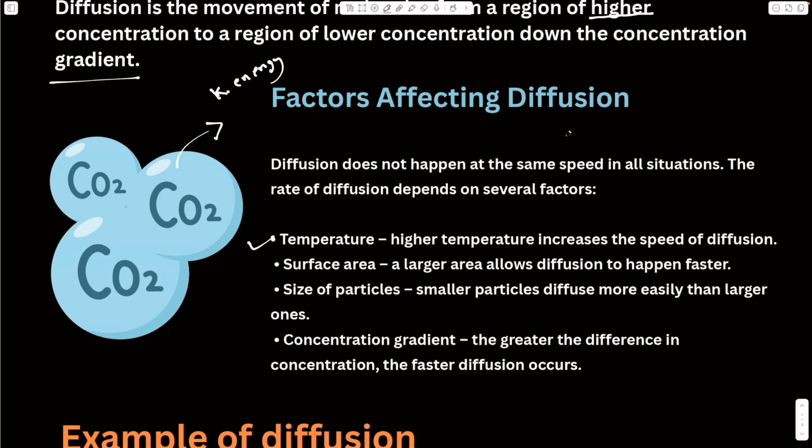Size of the particle. Smaller particles diffuse more easily than larger ones. As you all know, larger substances are heavier, so they move more slowly, whereas smaller particles diffuse more readily. Okay, concentration gradient. The greater the concentration gradient, the faster the diffusion occurs.